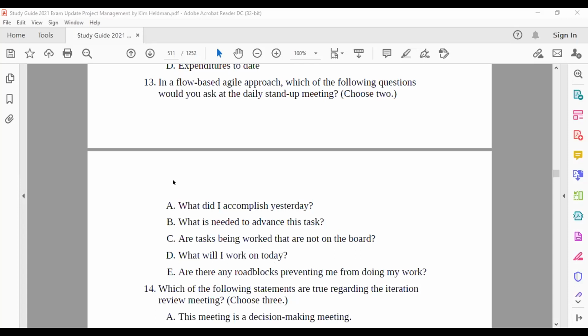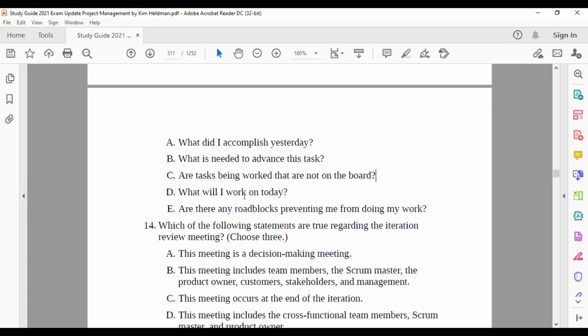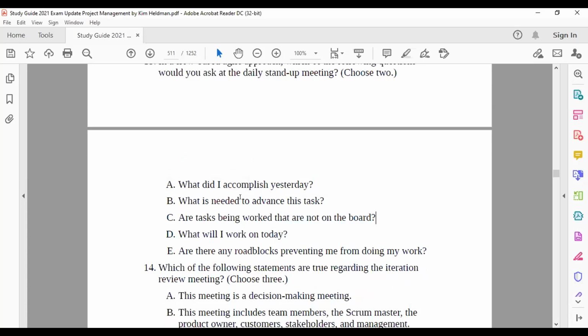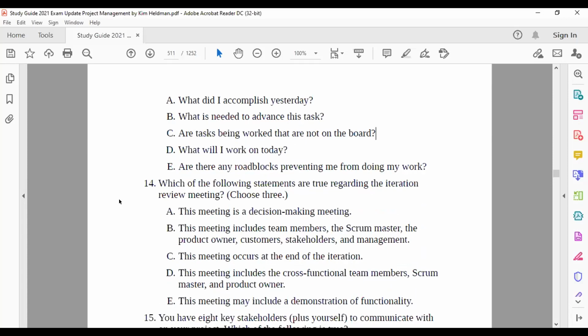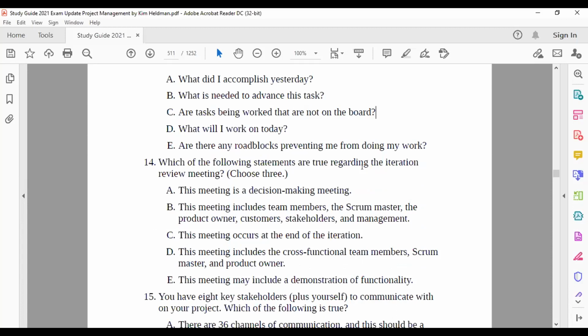If you say iteration-based agile, yes, A and E are the correct answers. But if you go with flow-based agile, flow-based means the flexible agile. So in that case, the right answer is B and C. What is needed to advance the rest, are tasks being worked that are not on the board, which means you are working with Kanban. So the answer was B and C because A, D, and E are the answers for iteration-based agile.